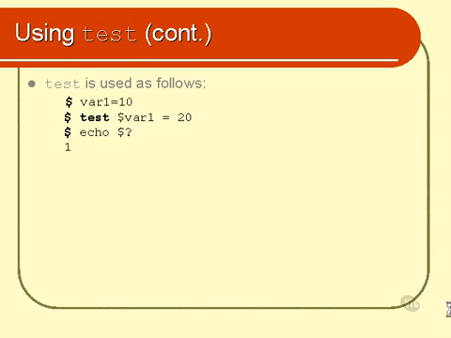Suppose we set a variable called var1 to be 10, then we can run the test program and we can test whether $var1 equals 20. In other words, we're comparing var1 with 20 to see if they are equal or not. Now, interestingly, test does not produce any output. You don't get a message on the screen telling you whether they're equal or not. All that test does is it changes its exit status according to the results of the comparison. Now, the sharp ones amongst you may be already guessing where this is going.